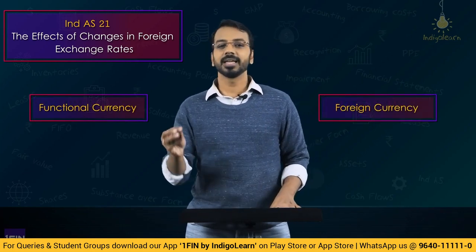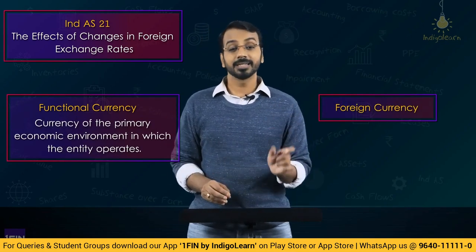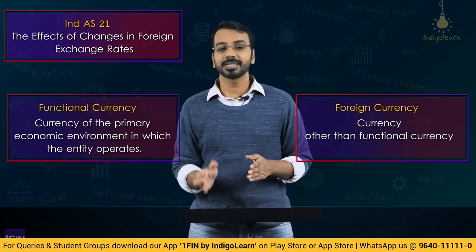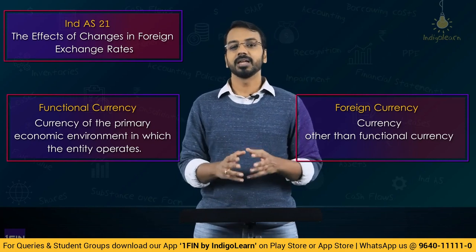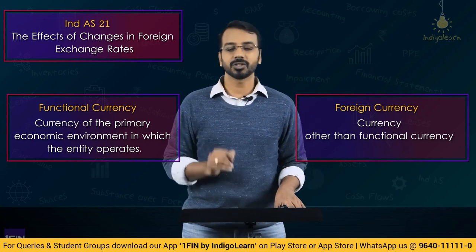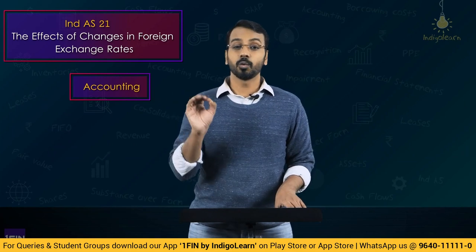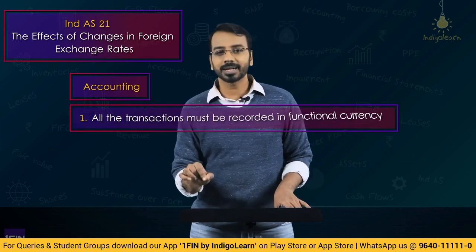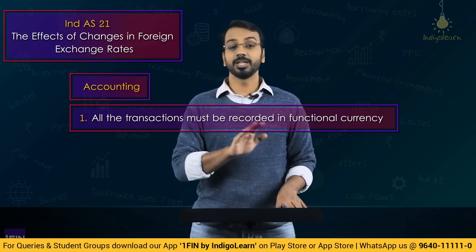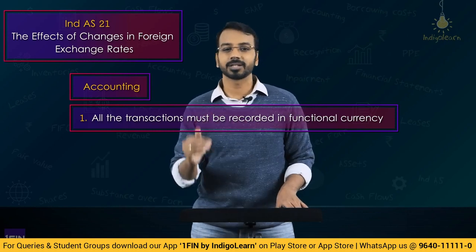currency. Functional currency is the currency of the primary economic environment in which the entity operates. Foreign currency is a currency other than the functional currency, and in some cases the functional currency can be different from the reporting currency, and reporting currency is the currency in which the entity is required to prepare its financial statements. Now coming to the accounting aspects, the first principle and the overriding principle is that all the transactions must be recorded in functional currency. They need not be recorded in reporting currency or foreign currency, they have to be recorded in functional currency.